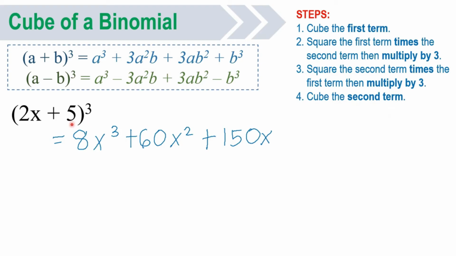And last step, we cube the second term. So we have 5 as our second term. Cube, it means 5 times 5 times 5. 5 times 5 is 25. Times another 5, you will have 125. Then after that, combine like terms. Okay, as you can see, there are no like terms. So therefore, that will be your final answer.